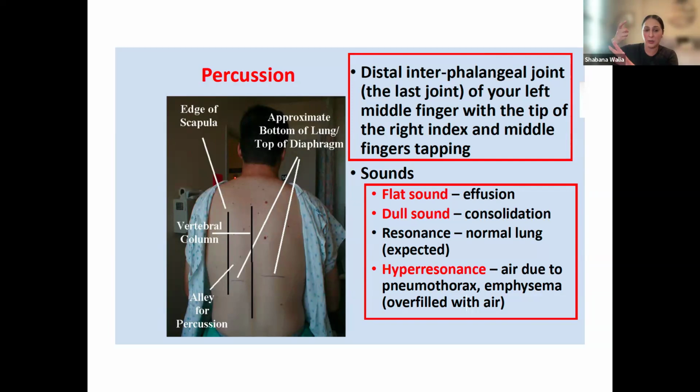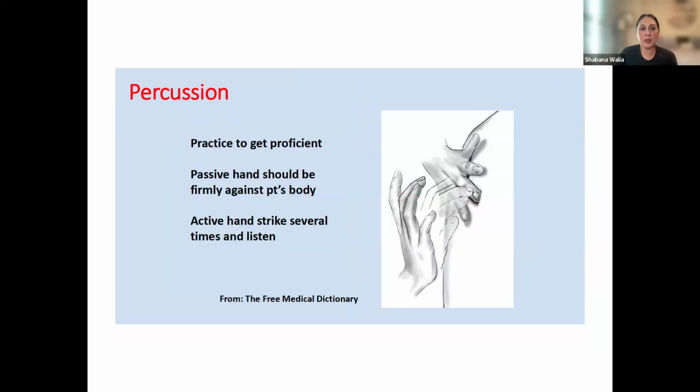And then you're going to percuss with the tip of your right. So typically you'll use your index finger on the right, and you're going to go down on one side, and then you're going to move to the lateral side, starting at the top again, and percuss again. If you have a flat sound, again, this could be an effusion, a dull sound, consolidation, hyperresonant, more air, pneumothorax. Again, practice to get proficient. You will not know normal until you know abnormal.